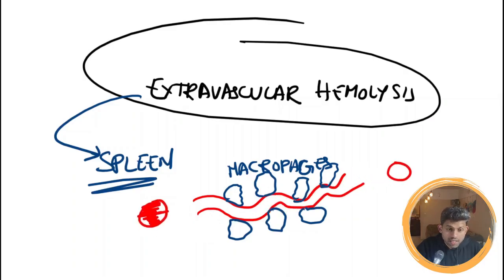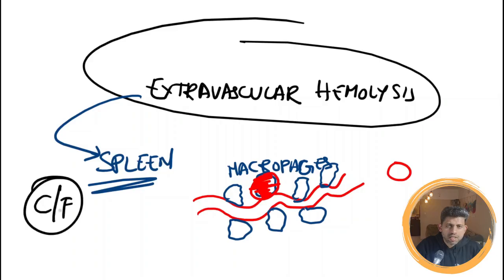But if the RBCs are not deformable due to inherited conditions like thalassemia or G6PD deficiency, these RBCs will find it difficult to go through these splenic cords. And when the RBCs struggle to go through these splenic cords, they are eaten up by splenic macrophages. This is extravascular hemolysis. So what are the clinical features you see?